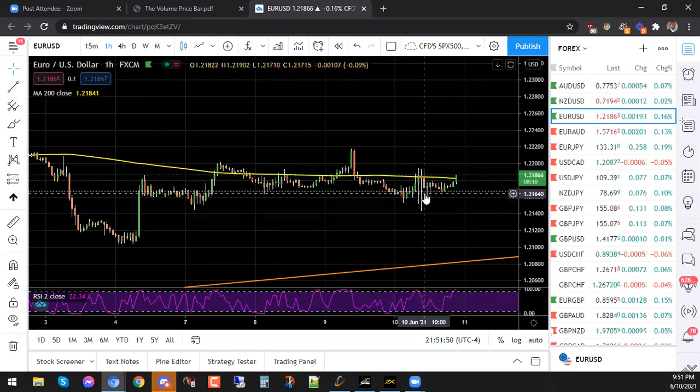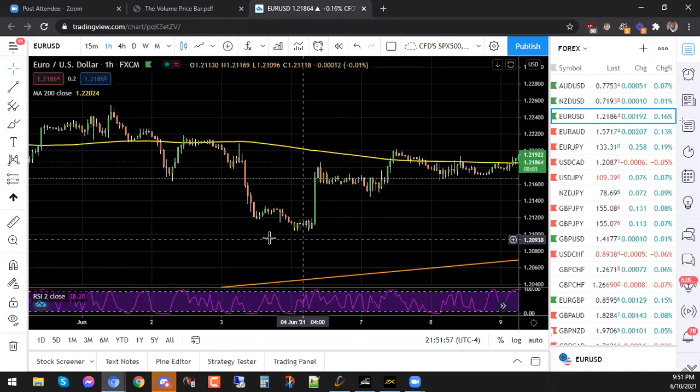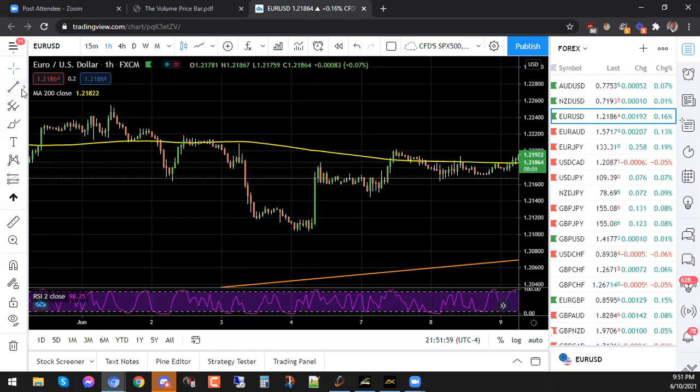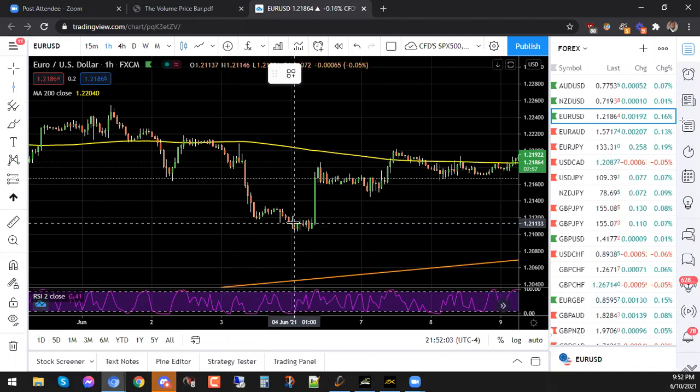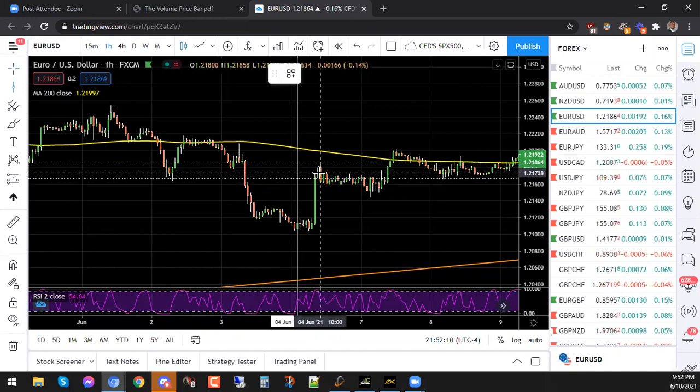As you can see, the price is very spiky in this area over here, right? But let's try to look at a previous day. Let's start from around this area here. So let me just put in a vertical line. Let's try to mark 2 a.m. Good. And let's mark 12 p.m.